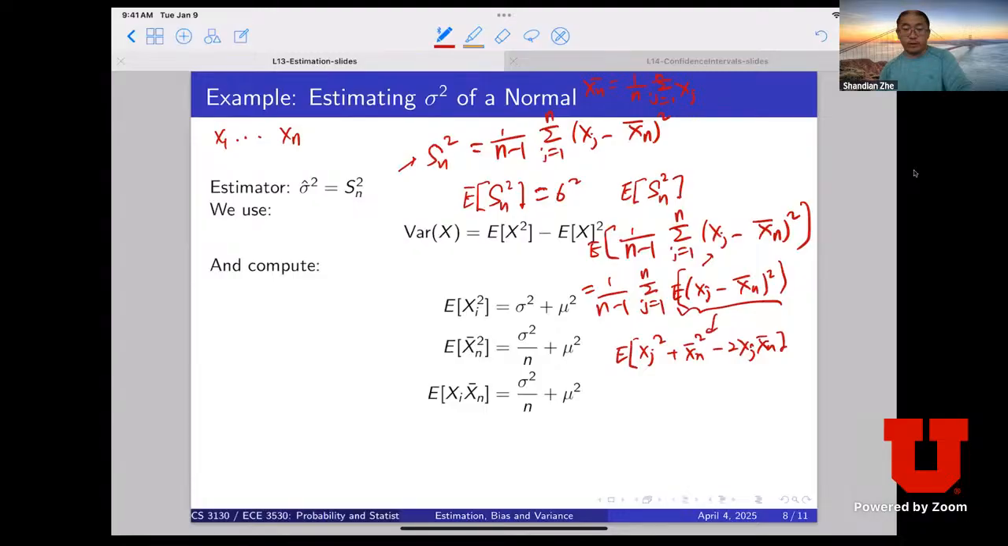Okay, then let's just do this. First one, xj squared. What is the expectation of xj squared? We know that each xj has expectation mu, and variance of xj is sigma square. So what's the expectation of xj squared?